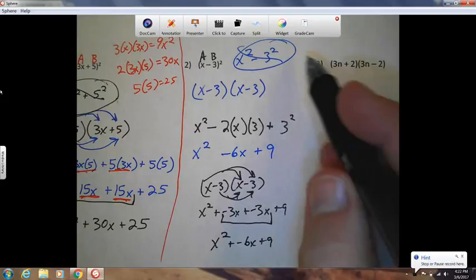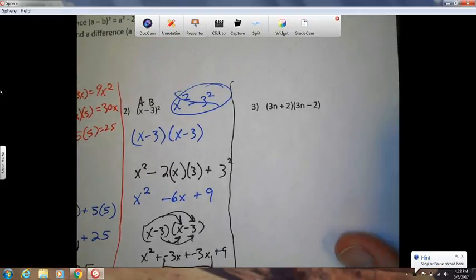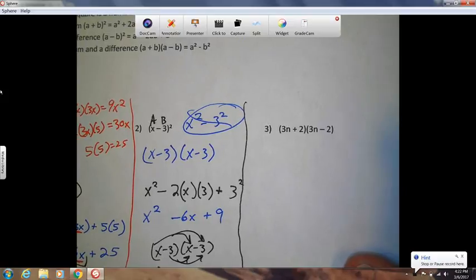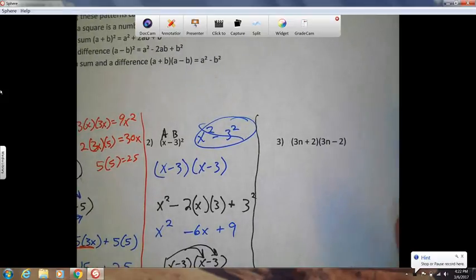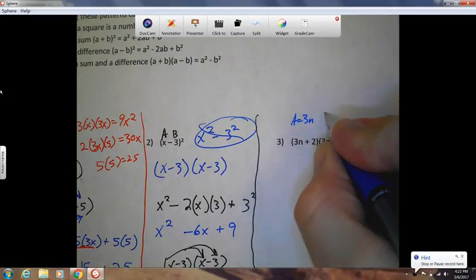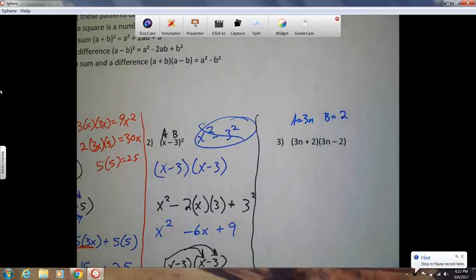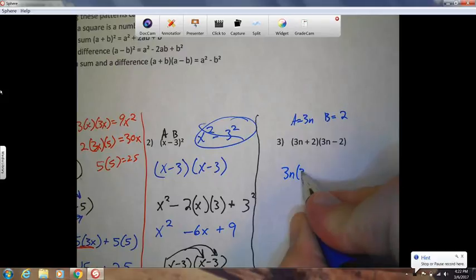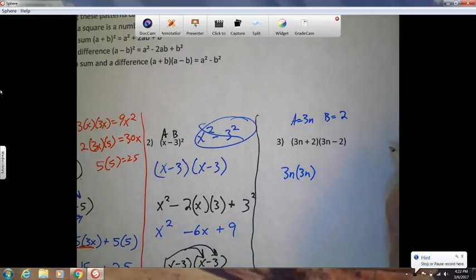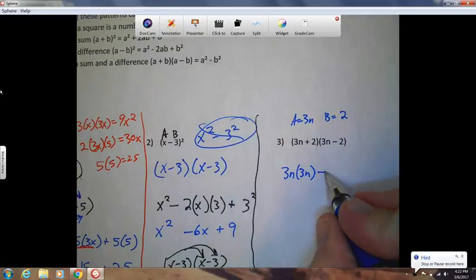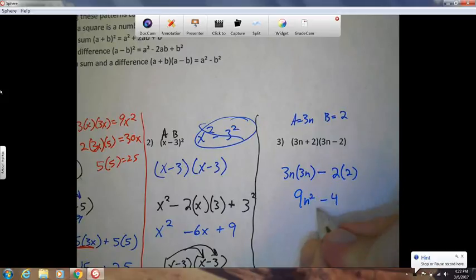And let's look at number 3. Okay, this might be the most important one. So here is a. a is 3n and b is 2. So see, I have a plus b and a minus b. So the answer is a squared, so 3n times 3n, minus b squared, which is 2 times 2. So 9n squared minus 4. There's my answer. Now I'm going to show you how that works by multiplying it out the long way.